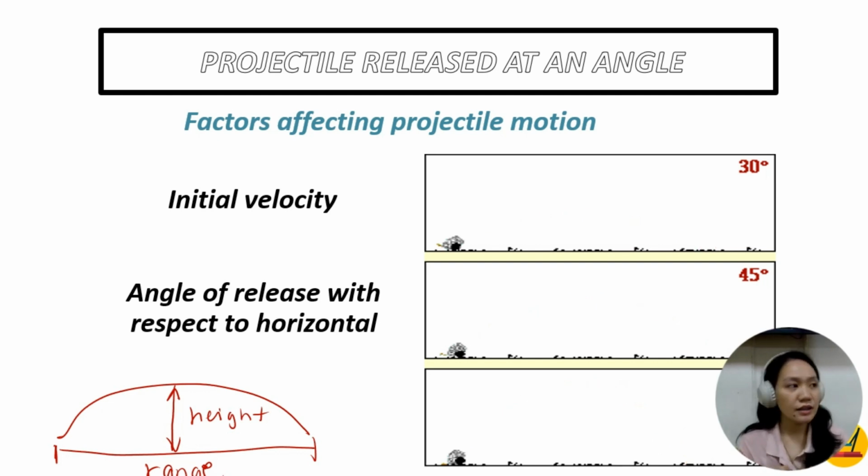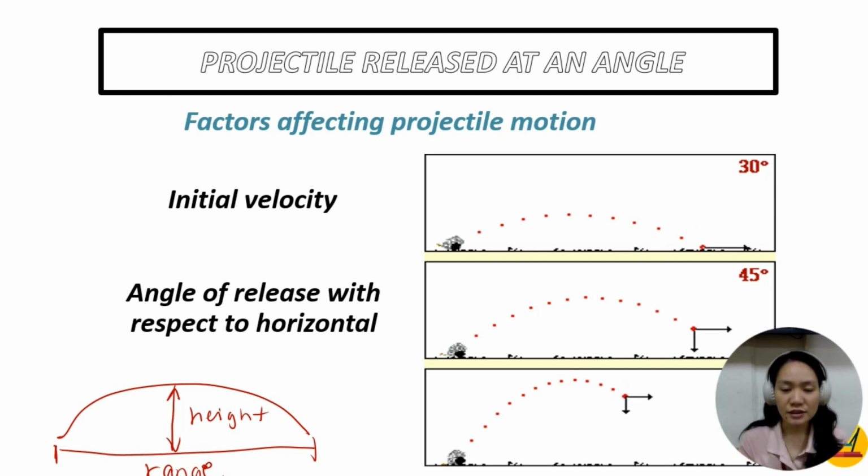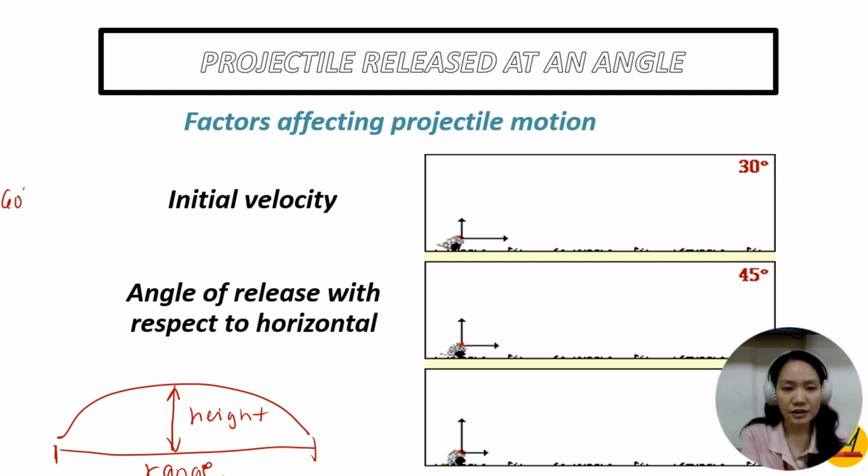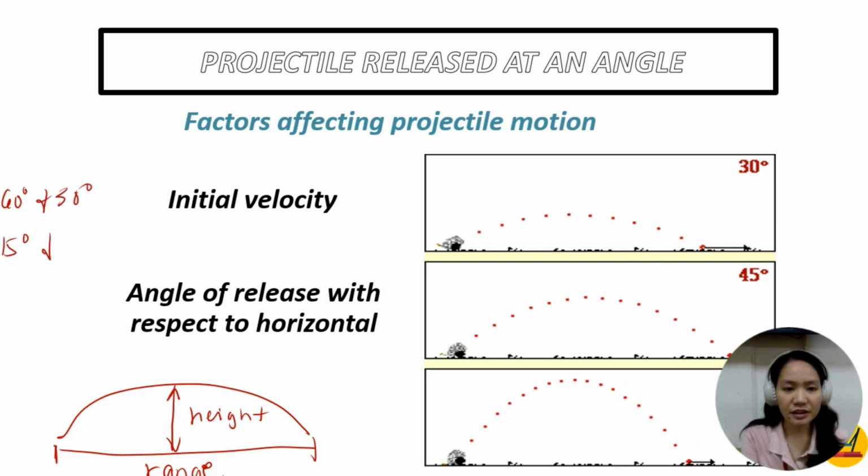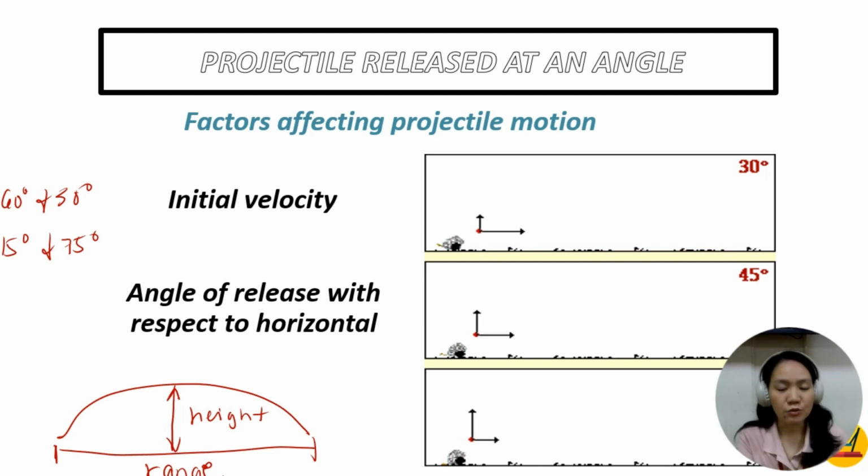And also, a significant relationship is found when projectiles are launched at complementary angles such as 60 degrees and 30 degrees, 15 degrees and 75 degrees, etc. The range produced by these pairs of angles or complementary angles will be equal.